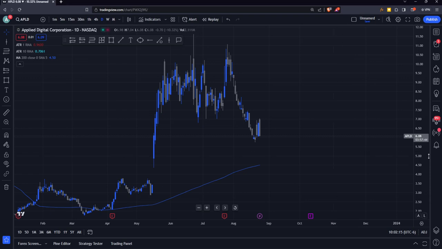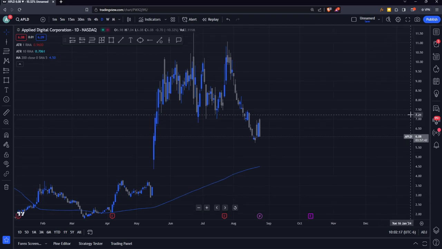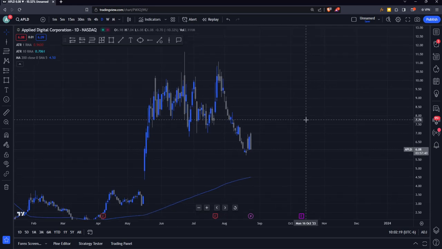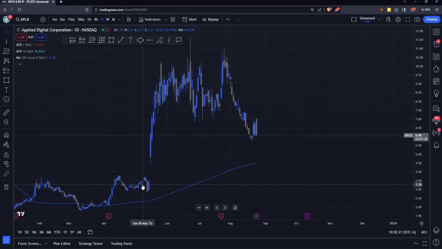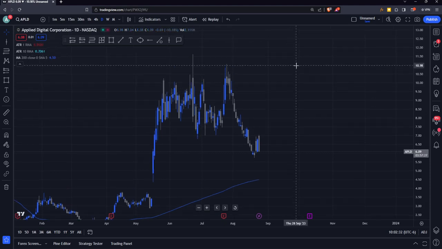Okay, next up we have Applied Digital Corporation. So this stock is bullish. It's above this moving average. You can see there's been a good chunk of bullish momentum all the way from roughly I'd say $3 to all the way up to like 10.50, almost 11. Yeah, I mean it did hit 11.